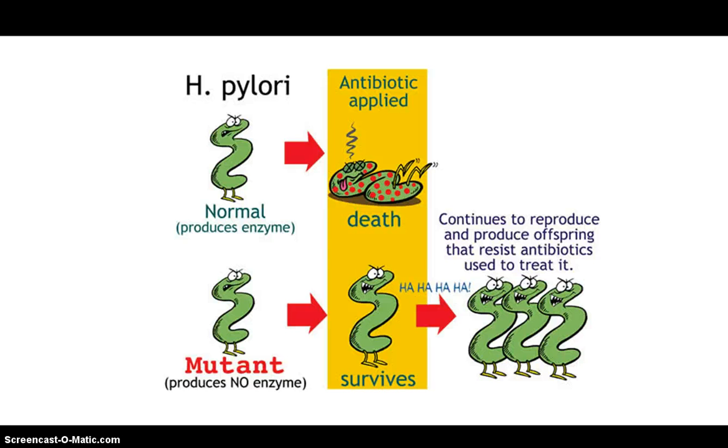Here's another one, an example of bacteria H. pylori, where the normal produces an enzyme and the antibiotic will kill it. No problem. But if there's a mutant that doesn't produce a certain enzyme, it survives. It has a variant that allows it to reproduce in the presence of the antibiotic, and we get a resistant strain of H. pylori. Which is in the stomach, and it can cause ulcers.